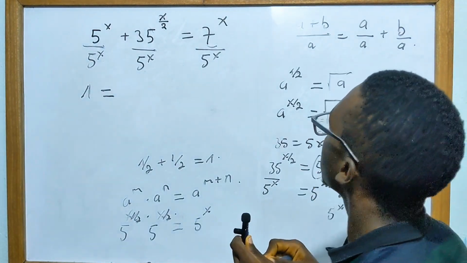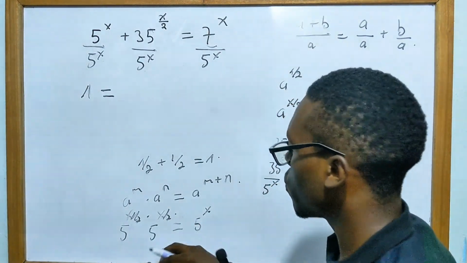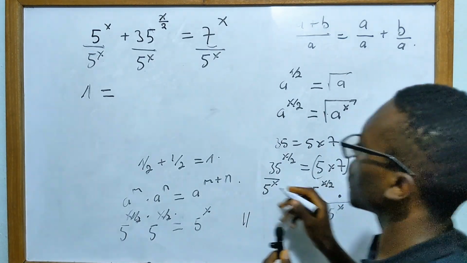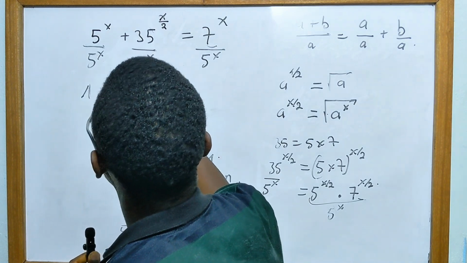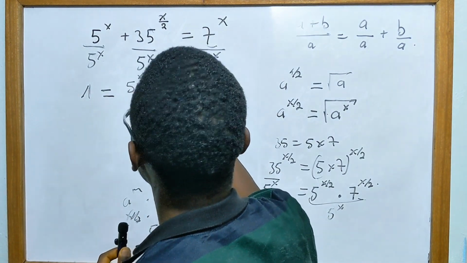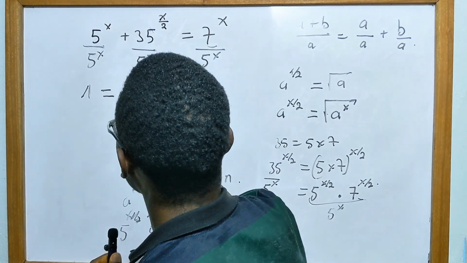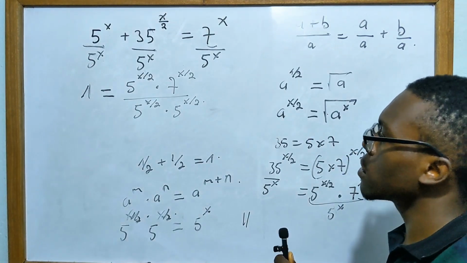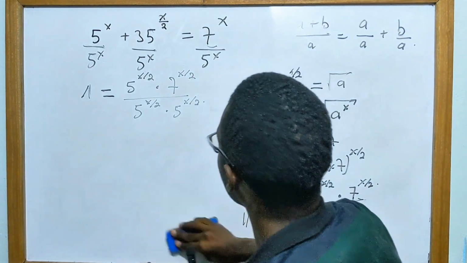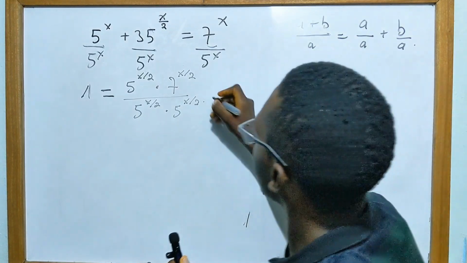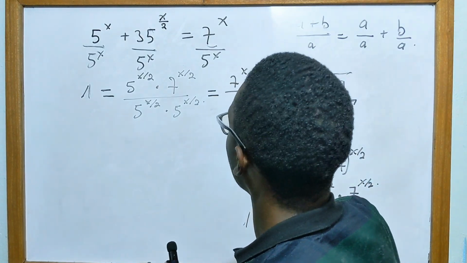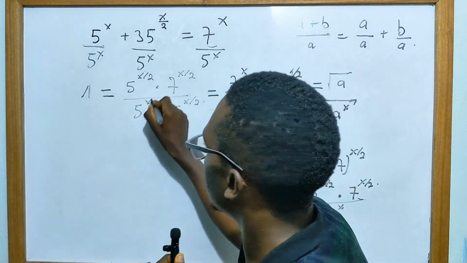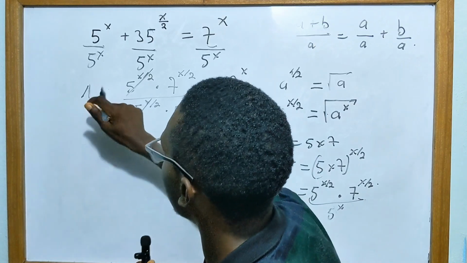Coming back to it, let us do it here and apply what we had here. Hence we are going to have, because this is the numerator, 5 to the power x all over 2 times 7 to the x over 2, all over 5 to the x all over 2 times 5 to the x all over 2. Hope you know why we are having this. Without forgetting this other section, that will be equal to 7 to the power x all over 5 to the power x. Don't forget that one. Hence, at this point, we can divide everywhere by this one, and this one can cancel out. So you have a plus here.